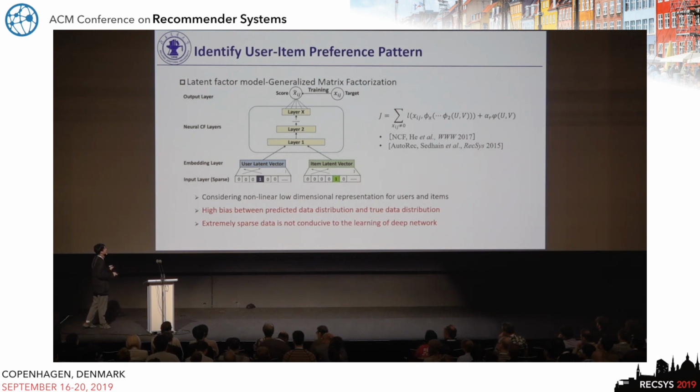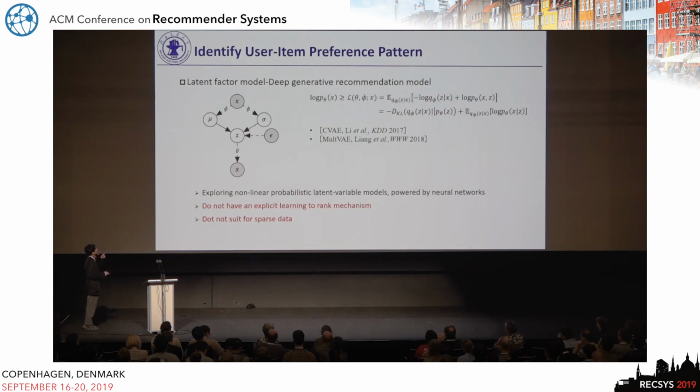And so the deep generative recognition model combines the latent factor model and the advantage of the neural network, employing nonlinear probabilistic latent variable models powered by neural networks. But there still are two issues. The first one is it does not have an explicit learning to rank if we focus on item recommendation. And the second one is it does not suit sparse data.